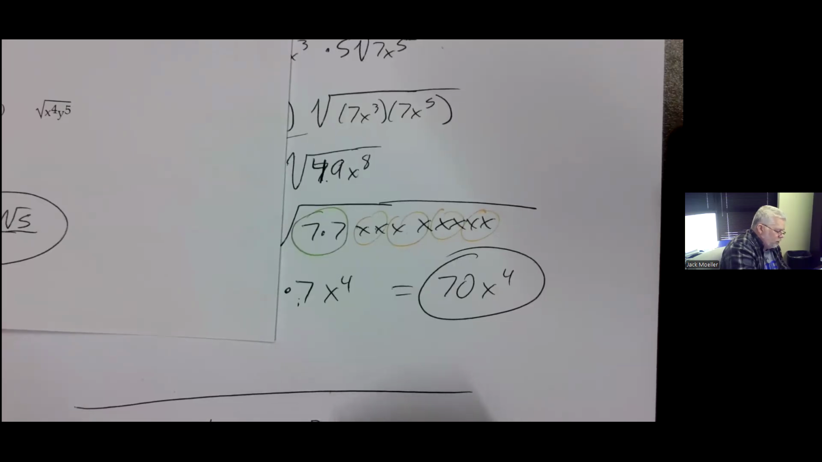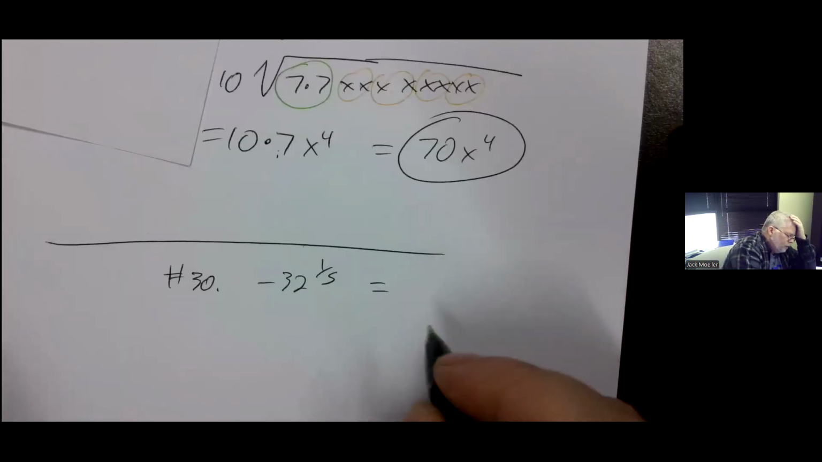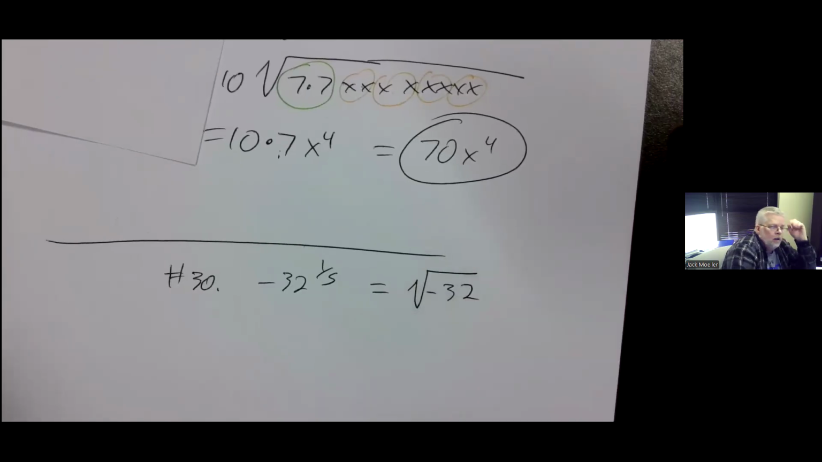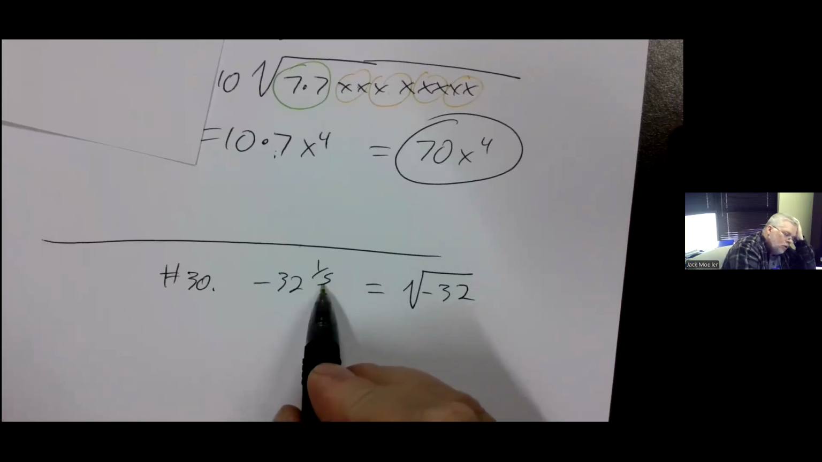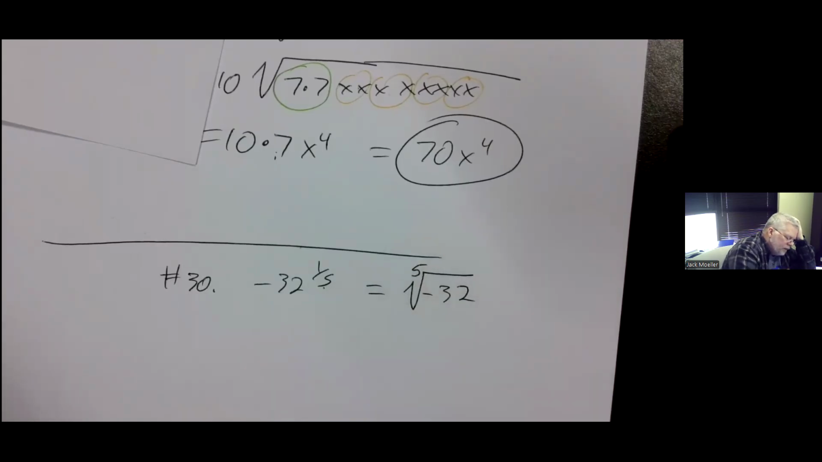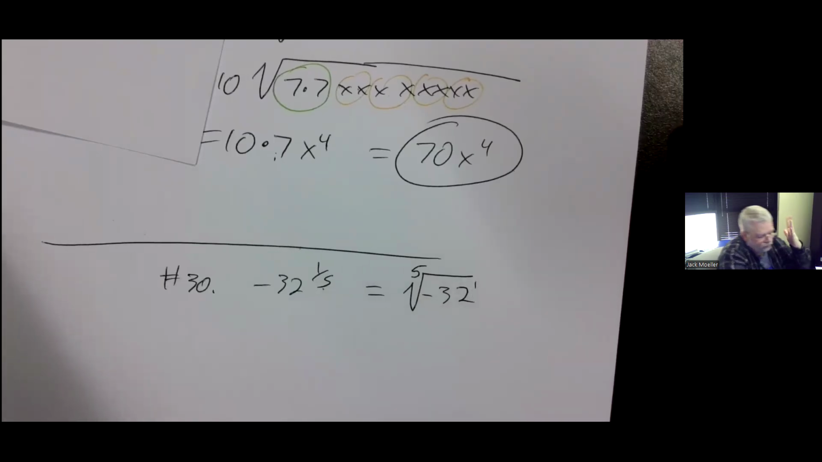We have negative 32 to the 1/5 power. So first of all, let's write this in radical form, but inside the radical is negative 32. All right, so how does the 1/5 play in? Remember, the denominator is the index. So this is the 5th root of negative 32, basically to the 1st power.